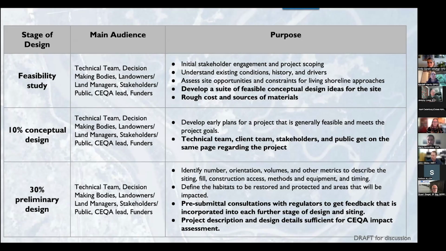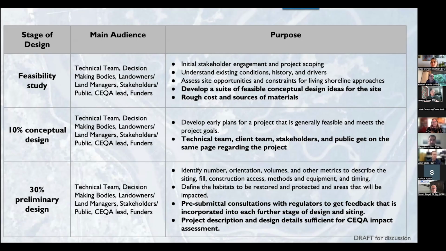And that came out as part of the discussions that we had, that the need to really think through those things, which are the costs and the resources, is often thought of right at the end. Then moving through 10% conceptual design, thinking about getting everybody on the same page, developing the early plans for the projects that are generally feasible and meet the project goals, kind of narrowing into the actual concept that the team's going to work on.